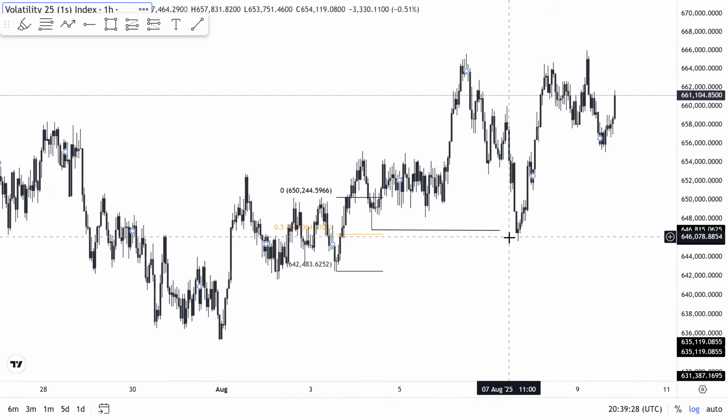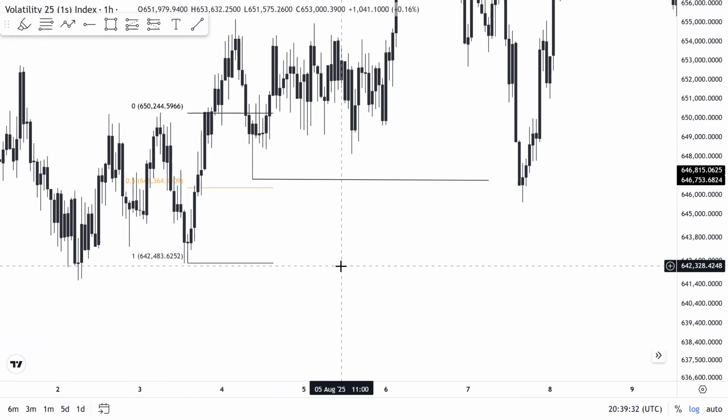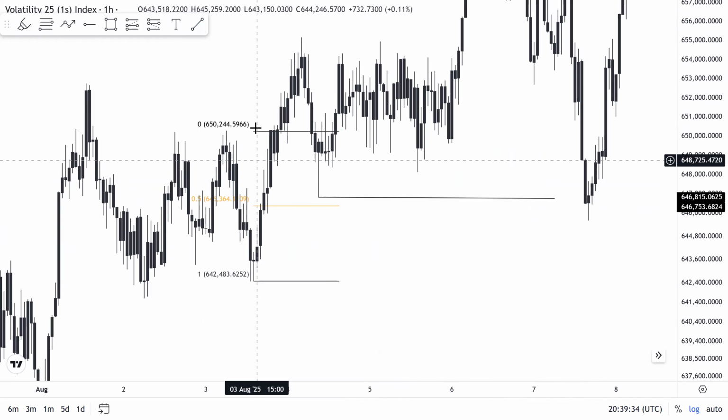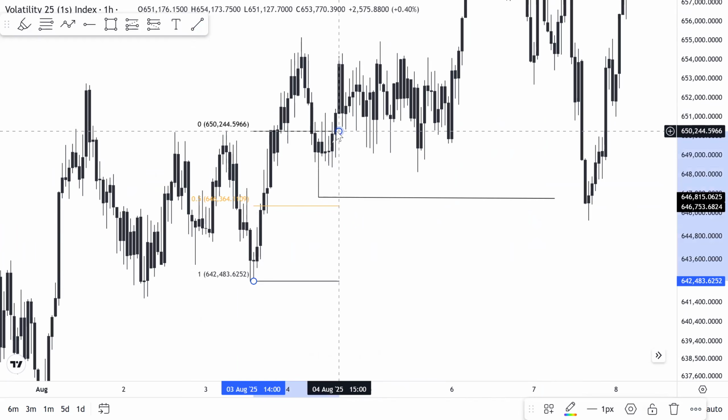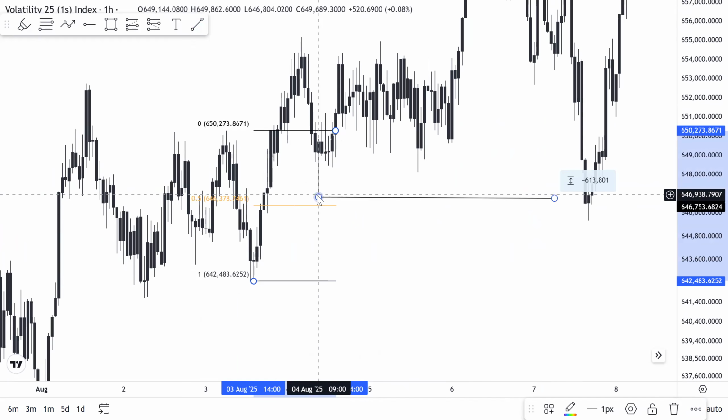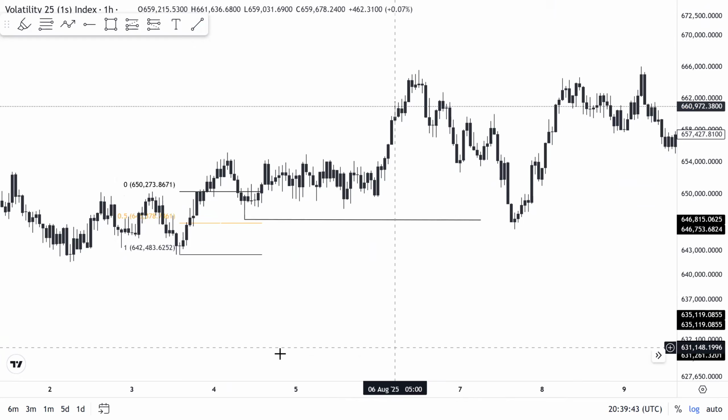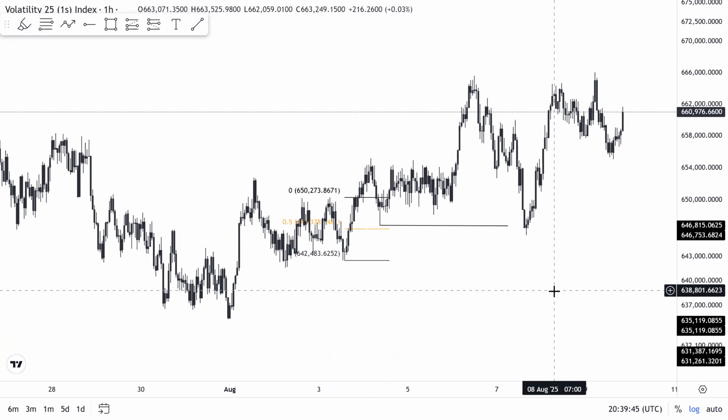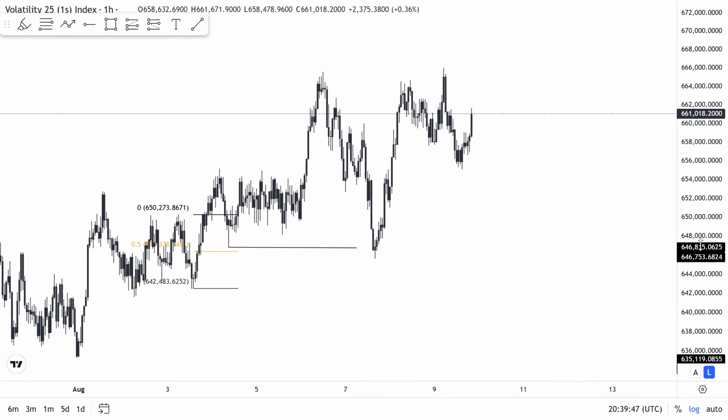Now, why didn't I take this setup? Because price did not give me my criteria. This is my Fibonacci from this low to this high, and price didn't come below my 50%. So I would not have taken the setup, very simple as that. This is a 1 hour time frame on the V25 index.